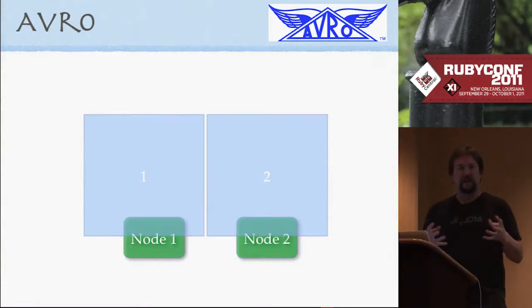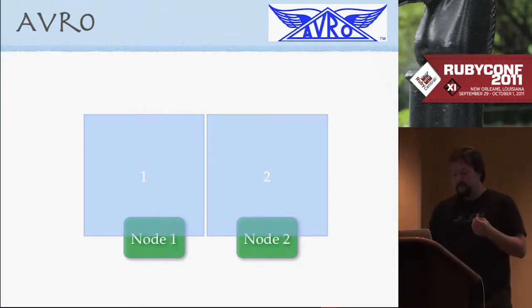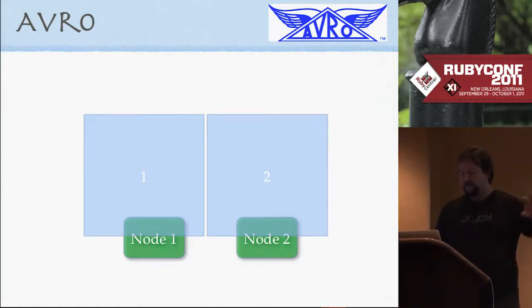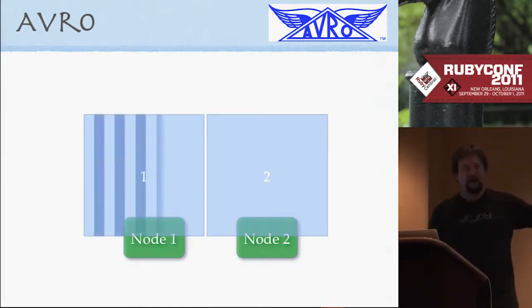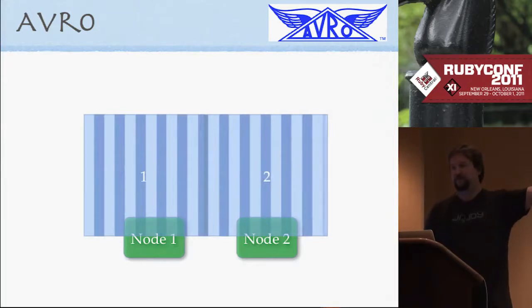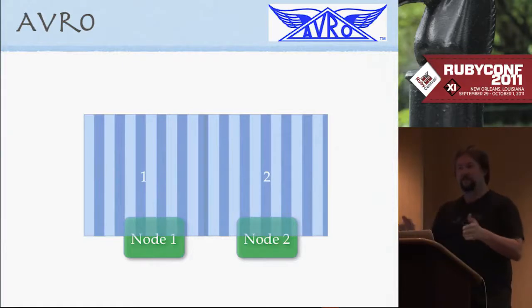And this is actually how AVRO takes advantage of being, in addition to being a good container file structure on its own, it can also provide significant advantages when you're using it in HDFS. So if you think of these data nodes, if you think of 1 and 2 as part of the first beginning of the AVRO file, and these dark and light stripes are sub-blocks within the file.